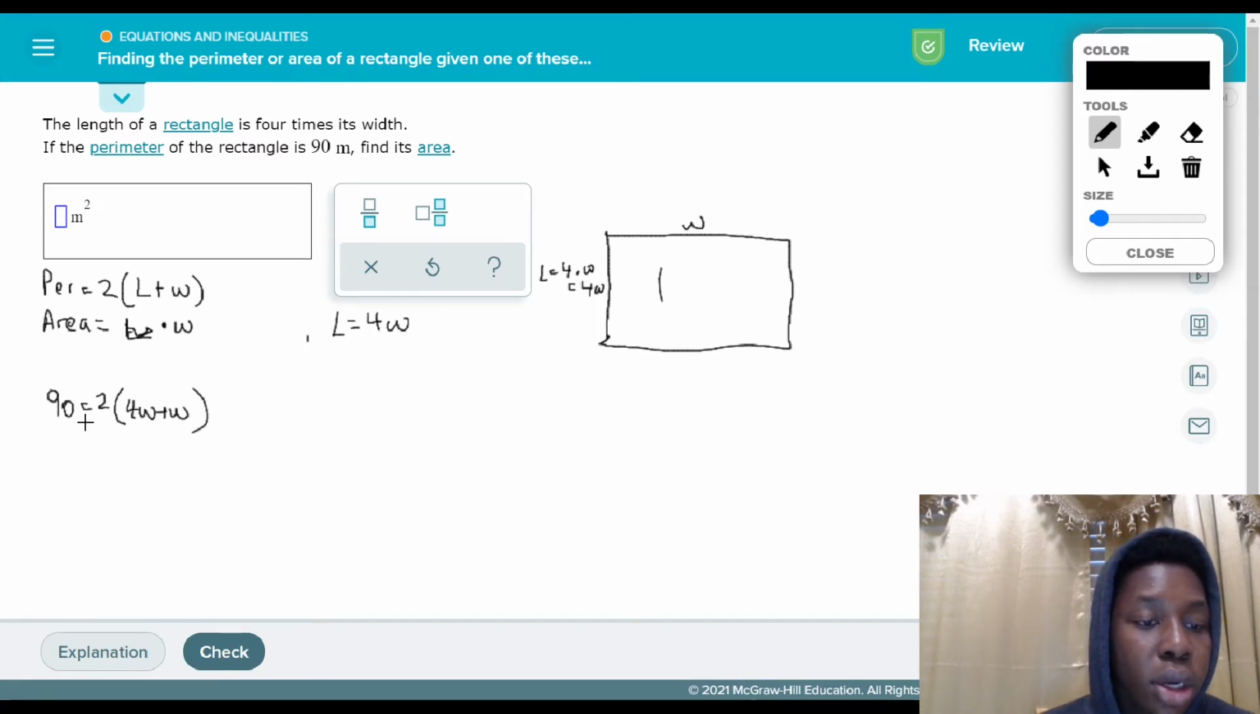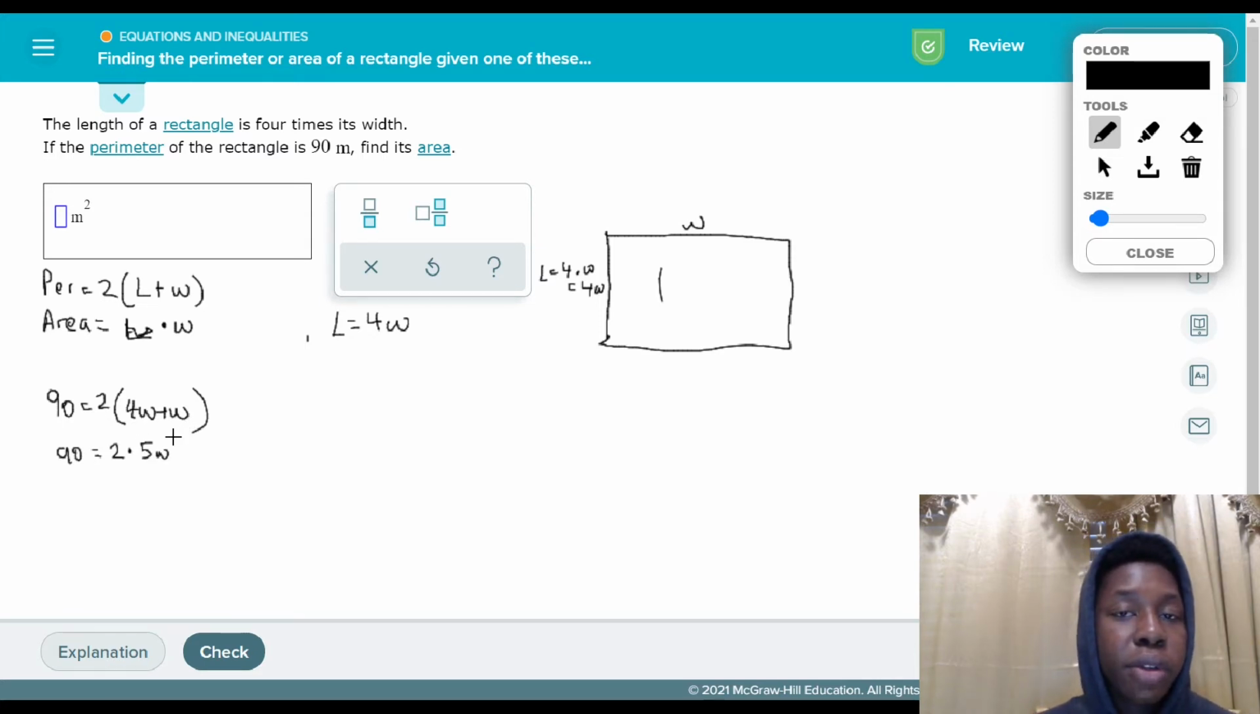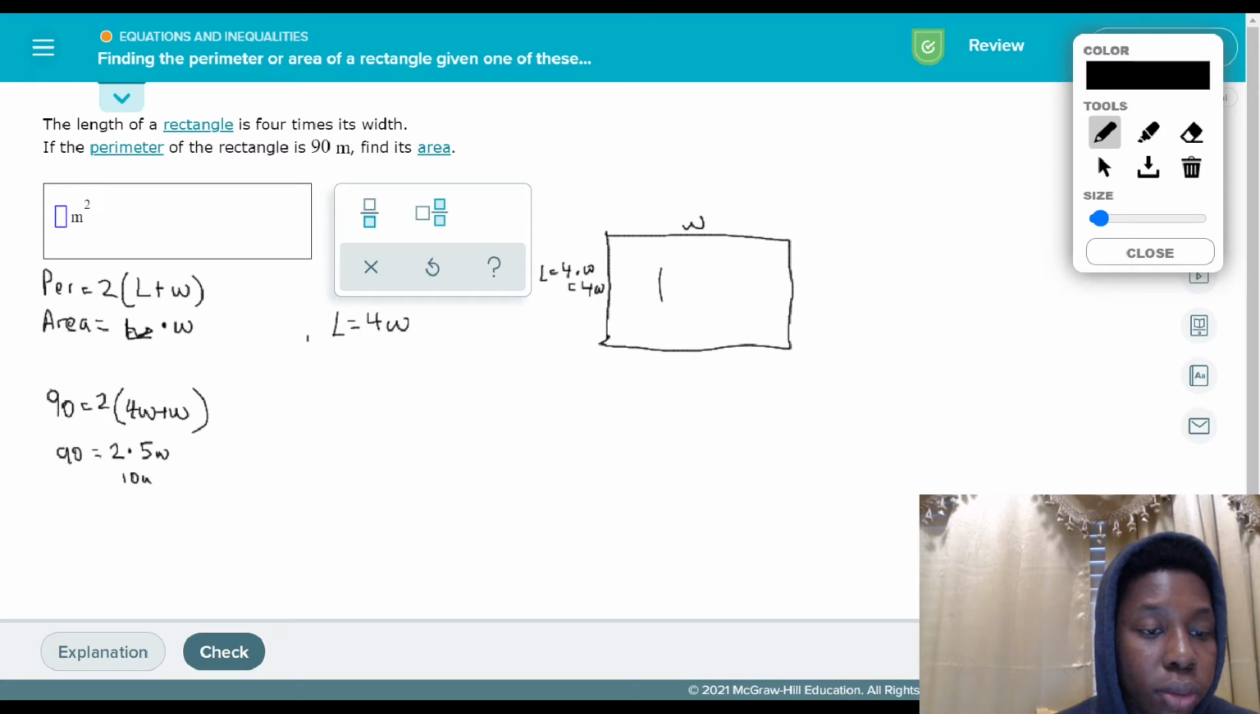Okay, and so this is 90 equals 2 times 4w plus w, right? So this is 90 equals 2 times 5w, because when we add 4w plus w, that's going to give us a 5w. And 2 times 5w, that's a 10w, right? That equals 90.